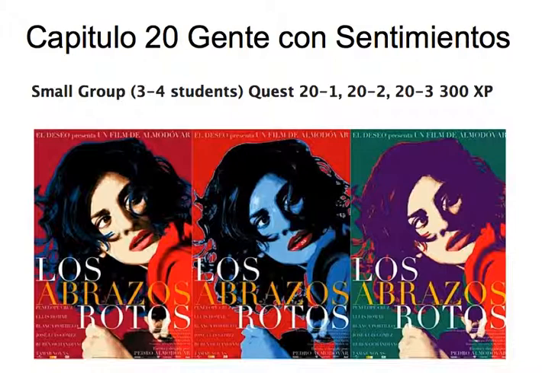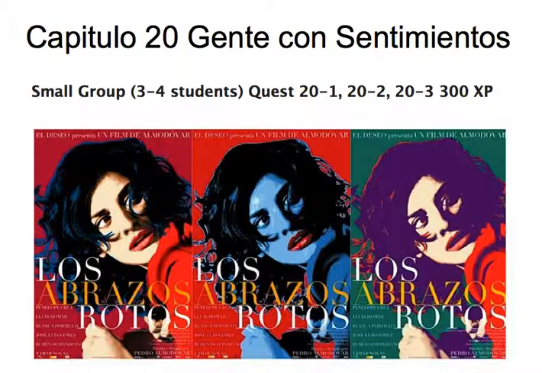This is actually the first activity you'll do in the book, and I would open up your book right now to páginas 344 and 345, and just follow along as I go through each of the different exercises. There's 3 of them that you will complete in a small group. 3 to 4 students is perfect. You could also just complete it with a partner, and of course, you can always do all this by yourself, okay? But I would recommend 3 to 4 students. So this is going to be 20-1, 20-2, and 20-3, and it'll be worth 300 experience points.